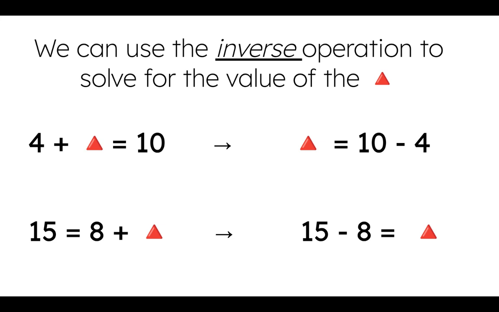Okay? What you were looking at was 4 plus triangle equals 10, and triangle was 10 minus 4. Okay, you were looking at 10 minus 4. It might have become more automatic because I chose something easier. 15 equals 8 plus triangle. 15 minus 8 gave you your triangle. So that's called the inverse operation.